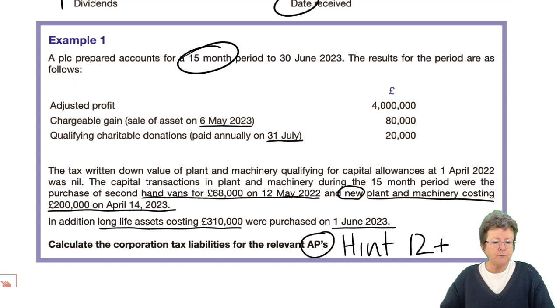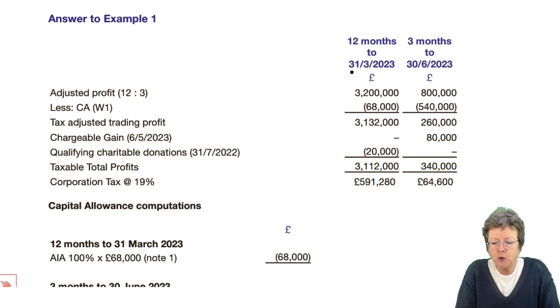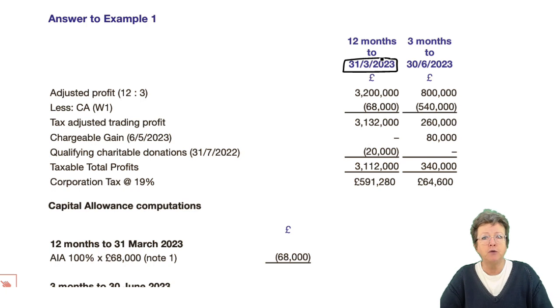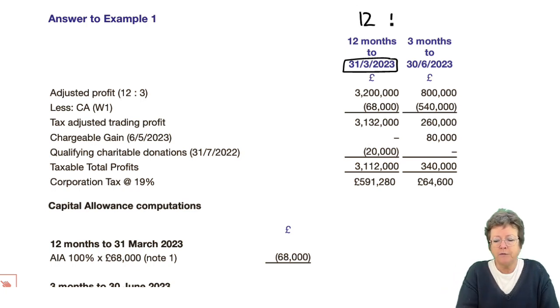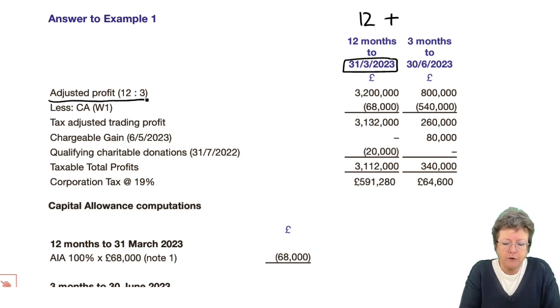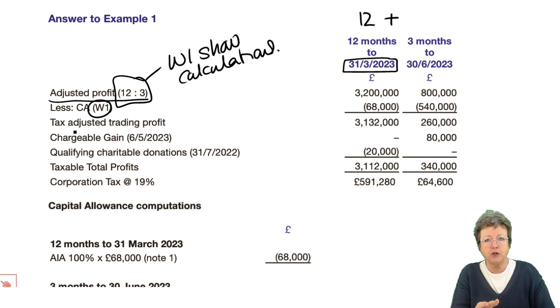All right, so let's check the answers and see how it goes. You see how the columns are set up? 12 months and 3 months, and they've actually put the date in. That will help you as well as the examiner to see that you know the rules. So it's always 12 plus whatever the balance is. So this has been prorated 12/15, and that's good. If not, in working one, show your calculations. Two, capital allowances, there's a working there, we'll have a look at those later. So we've done one for a 12-month period and one for a 3-month period.